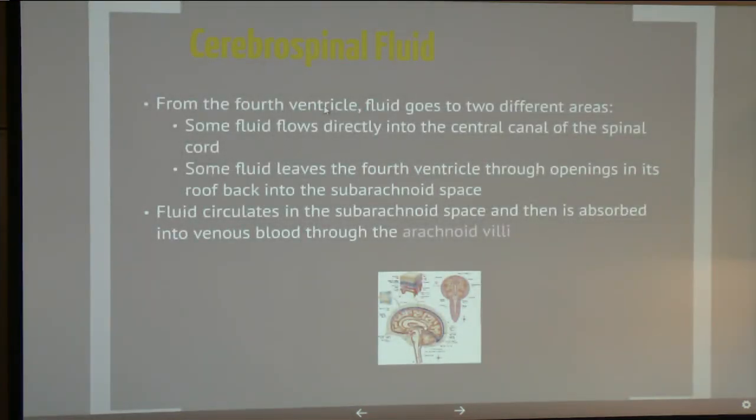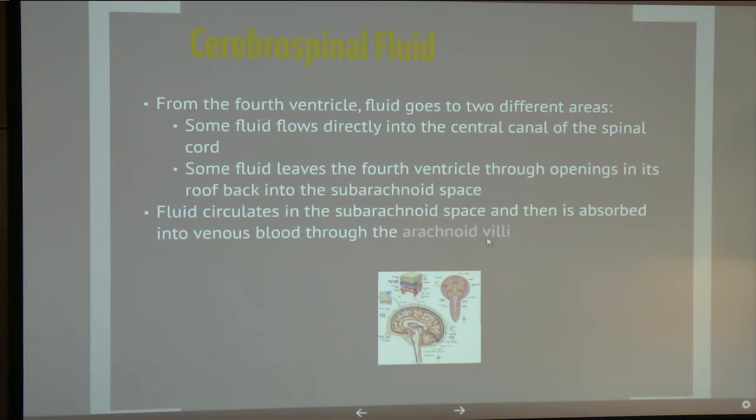Okay. So from the fourth ventricle, of course, we can go right into the central canal, as we mentioned, or we can go into the subarachnoid space. And it'll travel through that subarachnoid space like we just saw, or it's going to enter into one of these little pouches called the arachnoid villi.